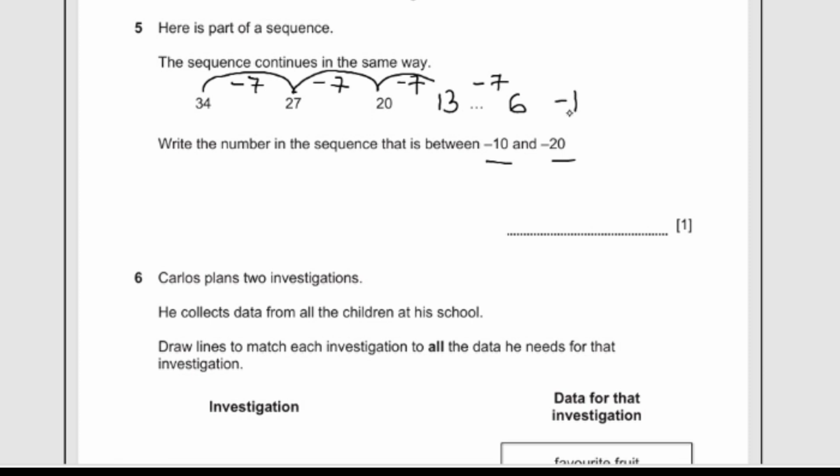So 20 minus 7 is 13. 13 minus 7 is 6. 6 minus 7 is minus 1. Minus 1 minus 7 is minus 8 and minus 8 minus 7 is minus 15. So here we got the answer: minus 15.